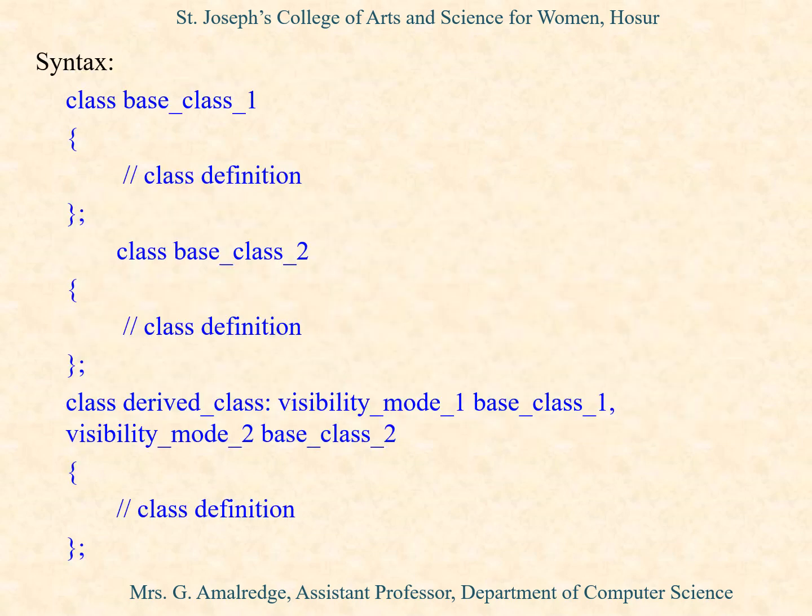This is the syntax for creating multiple inheritance. Class base class name 1, class definition, class base class 2, class definition, and this is the place where we are going to create multiple inheritance. As we know that we have to give the visibility mode for each and every base class. So the syntax is class derived class colon visibility mode of first base class name and visibility mode of second base class name and class definition.